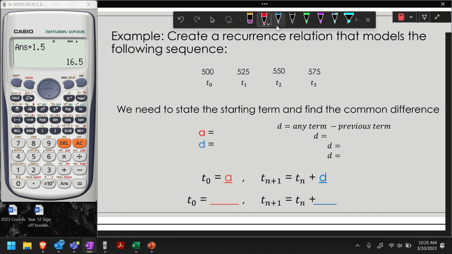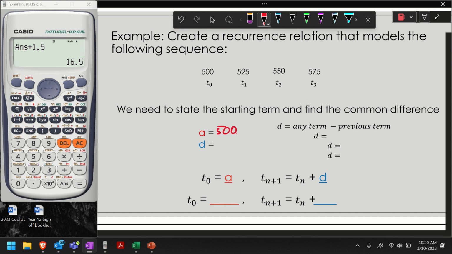Yeah, so first things first, let's state the starting number. What haven't I asked yet? Lizzie, what's the starting number here? It's up here. You can see it. Sorry, you don't have glasses. What's the starting number for this sequence? What's T0 basically? 500. Very good.